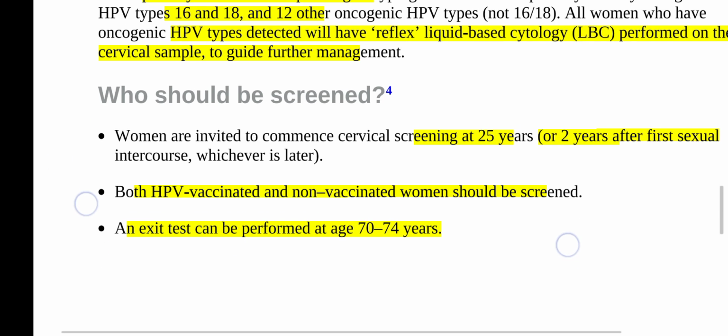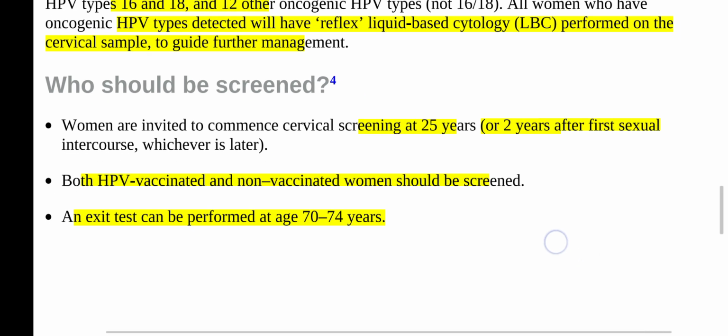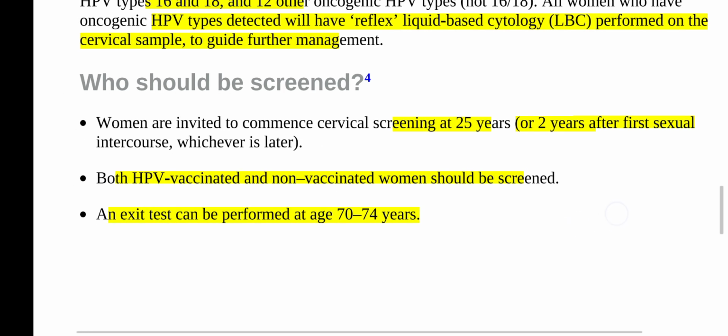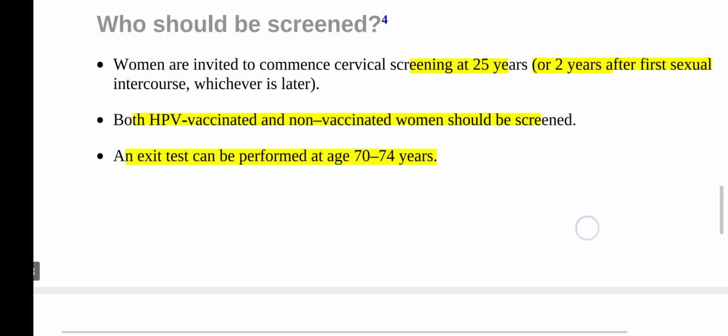Who should be screened? This is a very important question. Women are invited to commence cervical screening at 25 years. So from 25 years onward, a woman is supposed to go for a cervical screening test. And if the woman had sexual intercourse earlier, then it is 2 years after first sexual intercourse, whichever is later. So this is the first criterion.